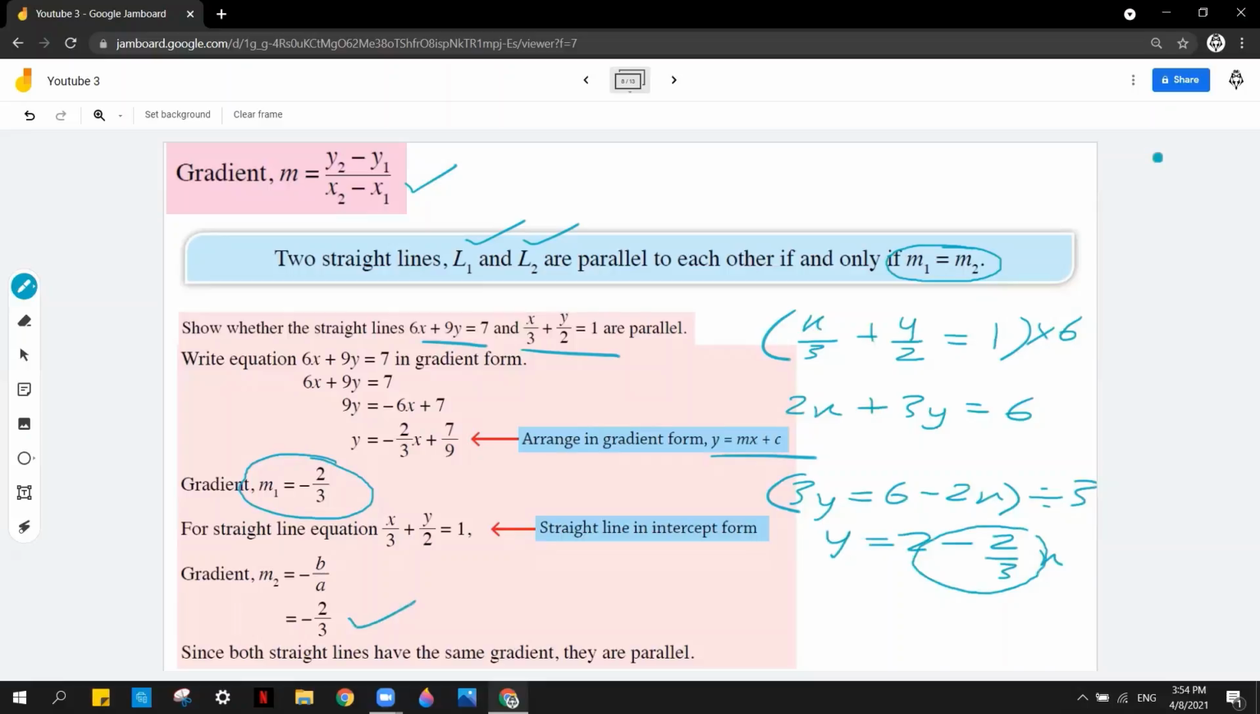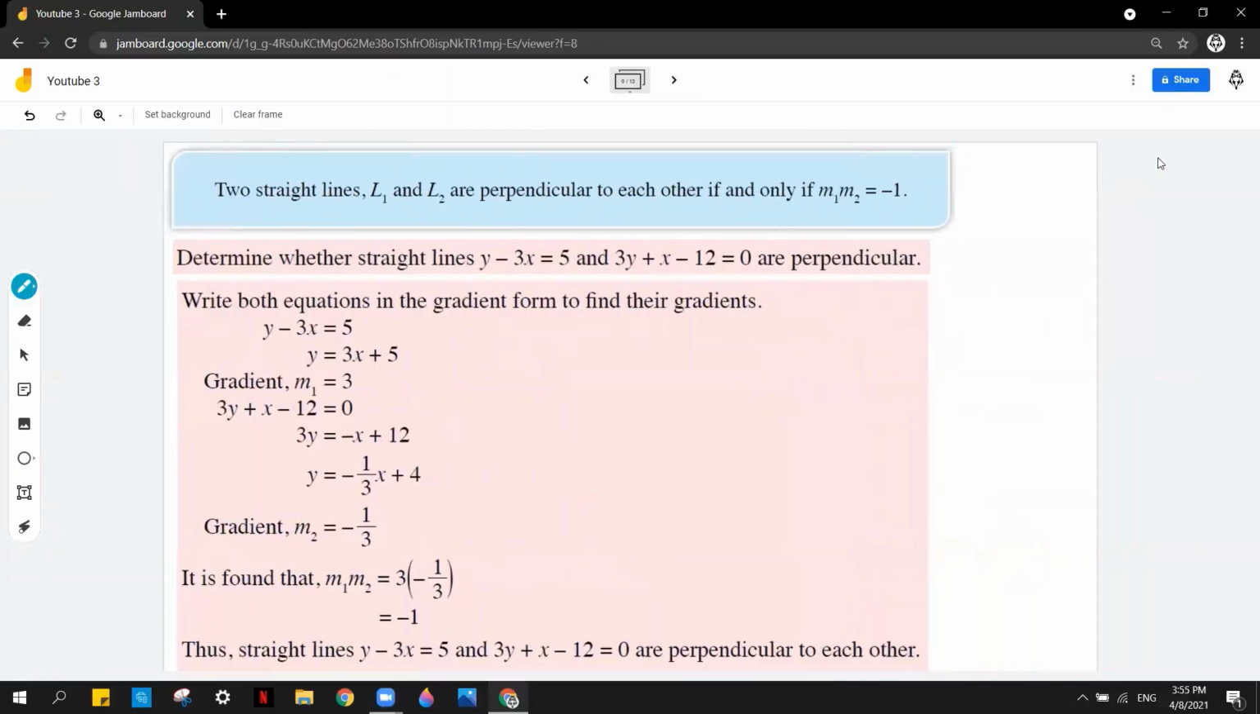So we got this here. Are they parallel? Yes, of course. You notice here m1 and m2 are the same. So m1 equals m2, and with the same gradient, they are parallel.